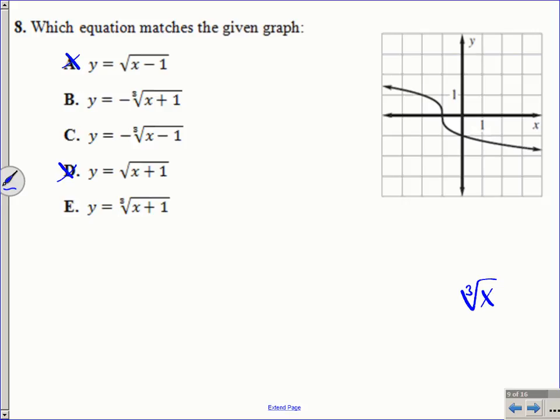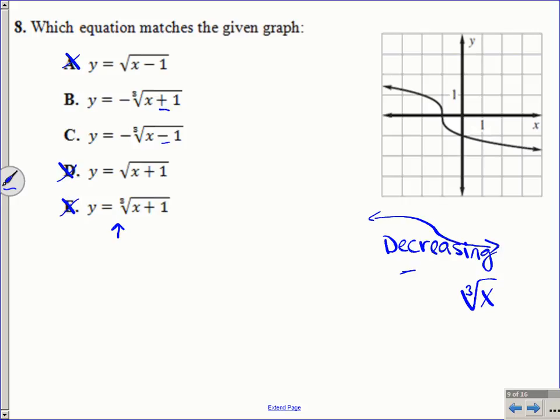The next thing I notice is that it is decreasing. So that means from left to right, we are going down. So that means that this is a negative graph. So we should have a negative in the front. So B would work, C would work. D does not work because it's missing that negative sign. It's positive. Okay? And then the last thing I'm going to look at is the difference between them: one's a plus and one's a minus 1.